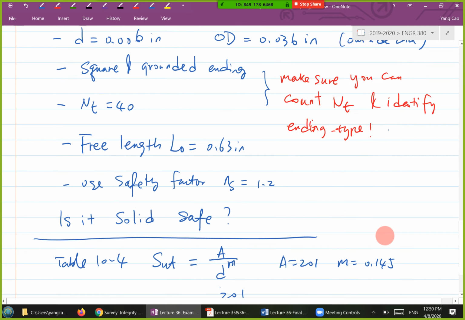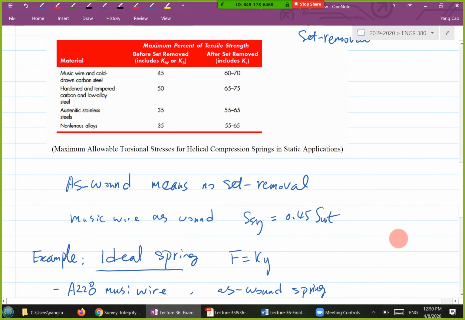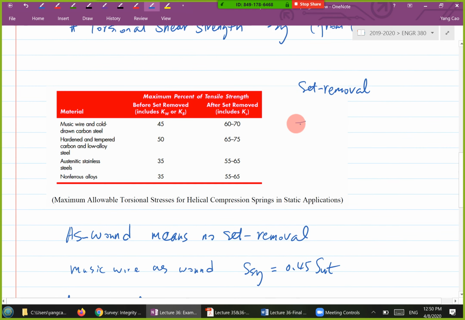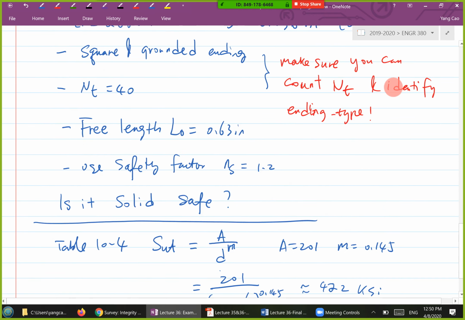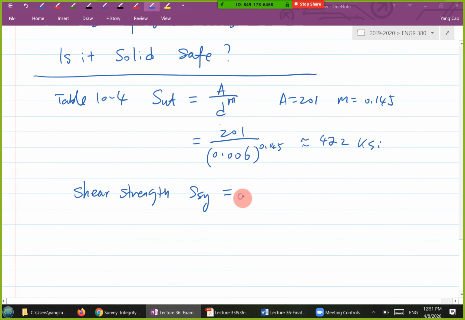So you use this table now, 10-6. This is 10-6. And we're talking music wire as wound, so 0.45 SUT. And that gives you 189.9 KSI.